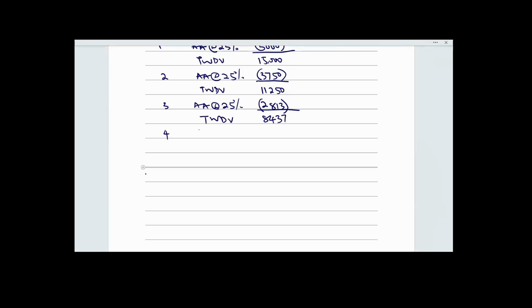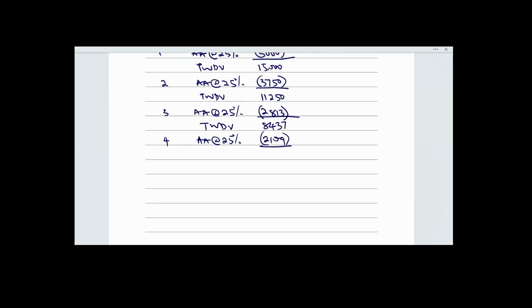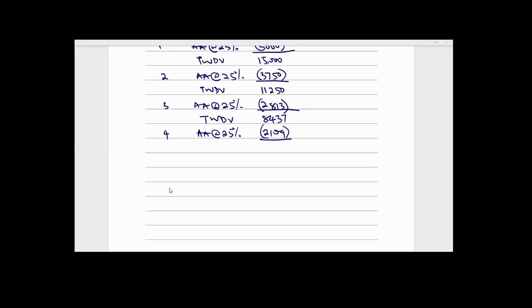Moving to year 4, annual allowance at 25% of 8,437. Multiply by 0.25 equals 2,109. Please always confirm the number at your end so that we'll ensure that we are using the right figure. So the difference would then be 8,437 minus 2,109, that's 6,328. So this is the tax written down value at the end of year 4.